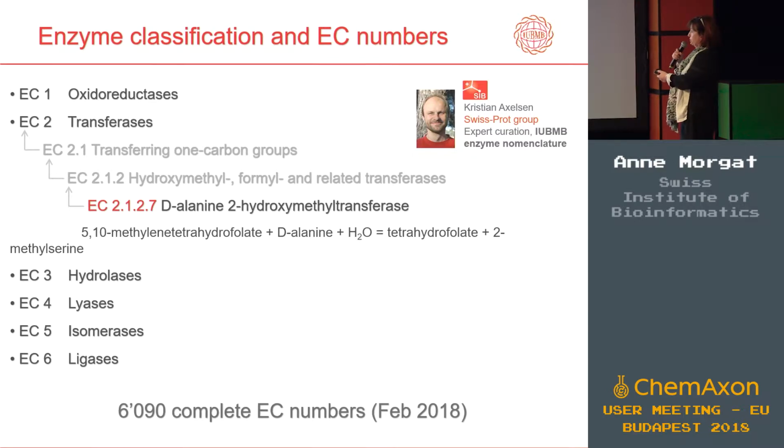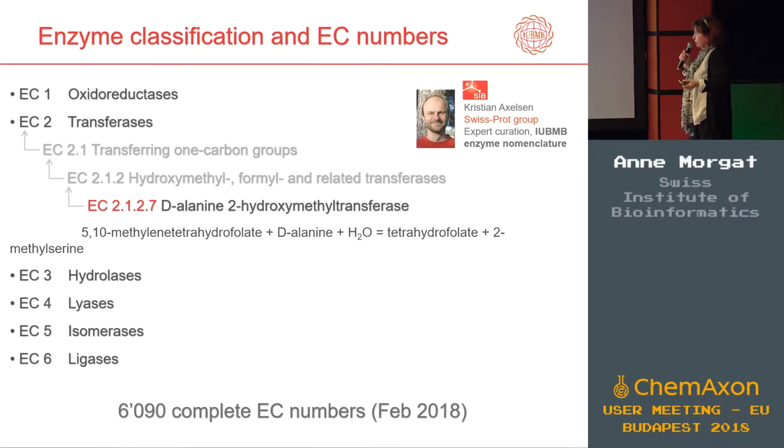We have 4 levels. So the NC-IUBMB committee, for each enzyme, provides a recommended name and an identifier, which is called the EC number. This is a 4-digit number, and this number represents the different levels of the enzyme classification. So for instance, for this enzyme, it's a transferase transferring 1-carbon groups, hydroxymethyl-, formyl- and related transferase, and here we have the specific enzyme.